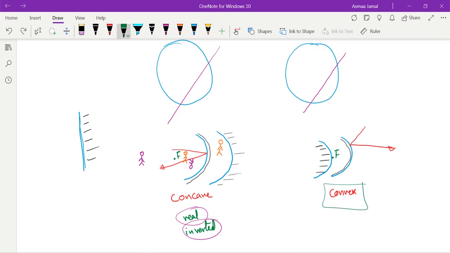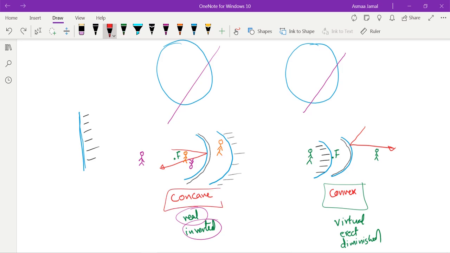As for the convex mirror, it always gives a virtual, erect, and also diminished image. And that image always forms behind the mirror, which means immediately the opposite side of the object. So, as you can see here, it's quite opposite the lens.